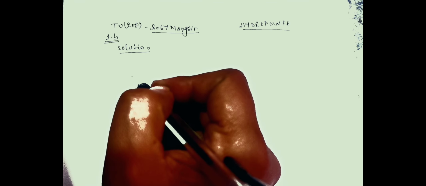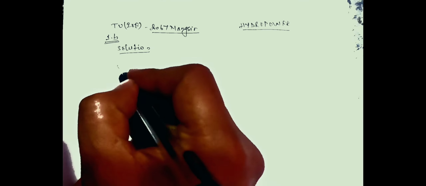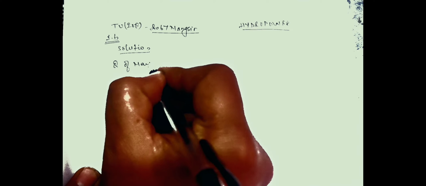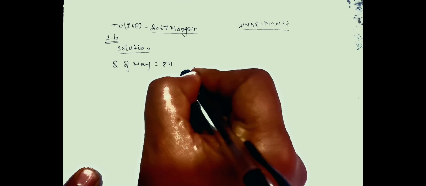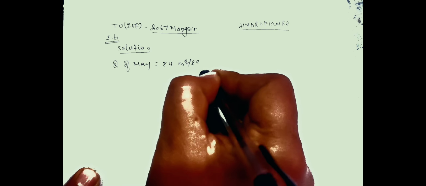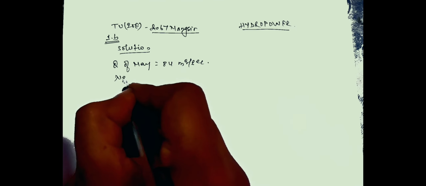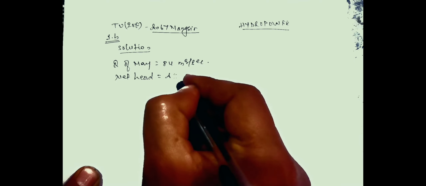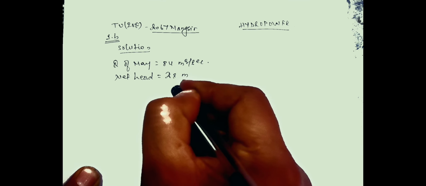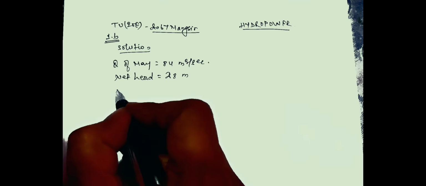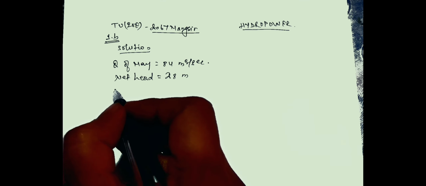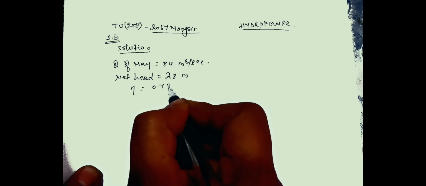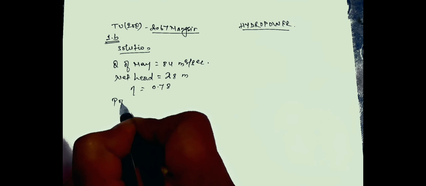Here the given data are: discharge in the month of May, Q equals 84 meter cube per second. Net head equals 28 meter, and the plant efficiency equals 0.78. Now we have to calculate the power.